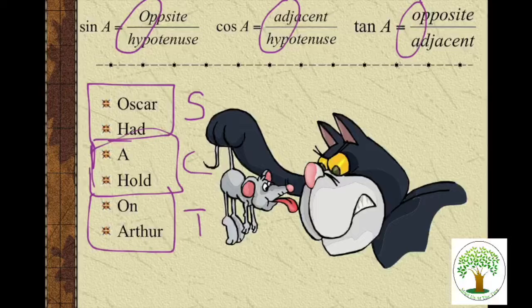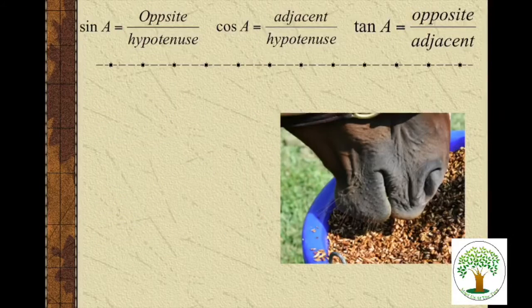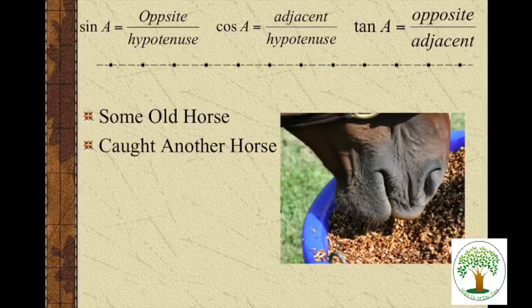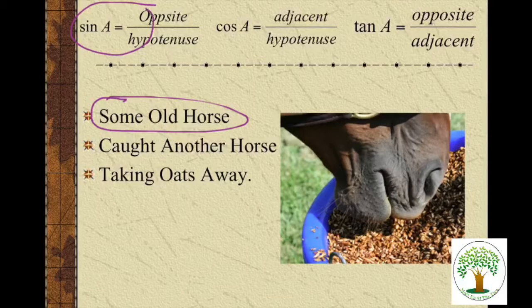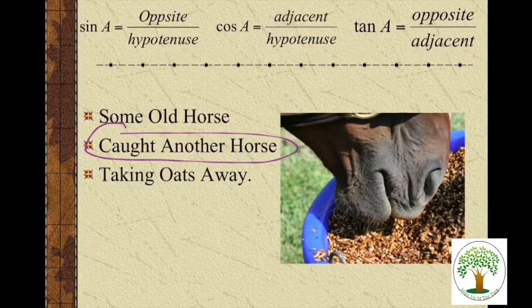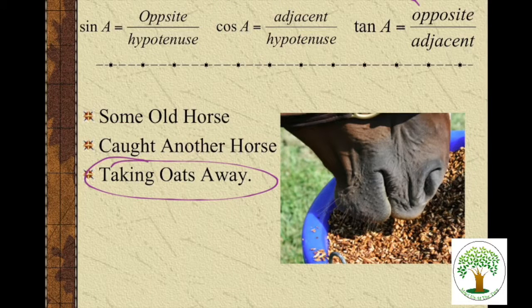The last one I found just recently, and I found it because we have people who love horses in our group, and it has to do with horses. It's: some old horse caught another horse taking oats away. And this has the sine in it, the S and the O and the H together. The CAH, which is the cosine. And the taking oats away has the tangent in it, the OA. So if you either write these at the top of your page or keep them in your mind, little rhymes to help you memorize them.